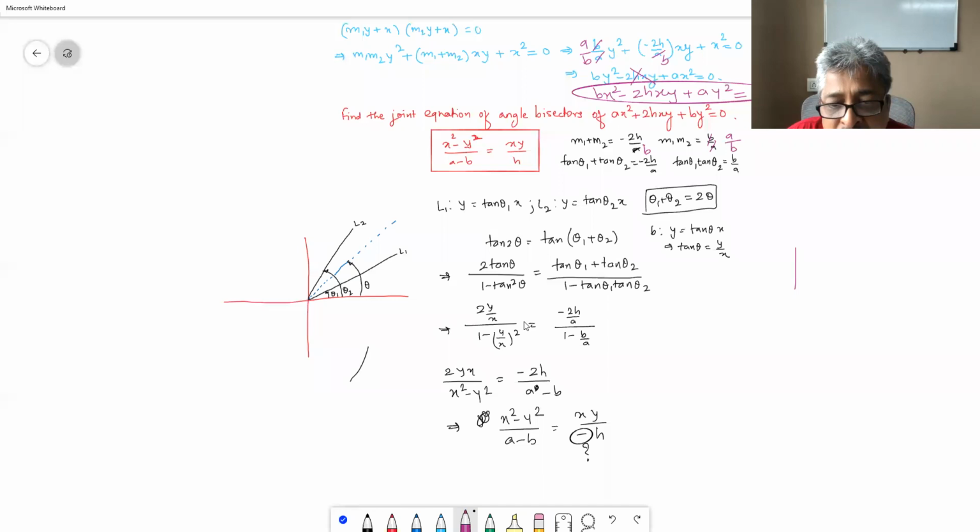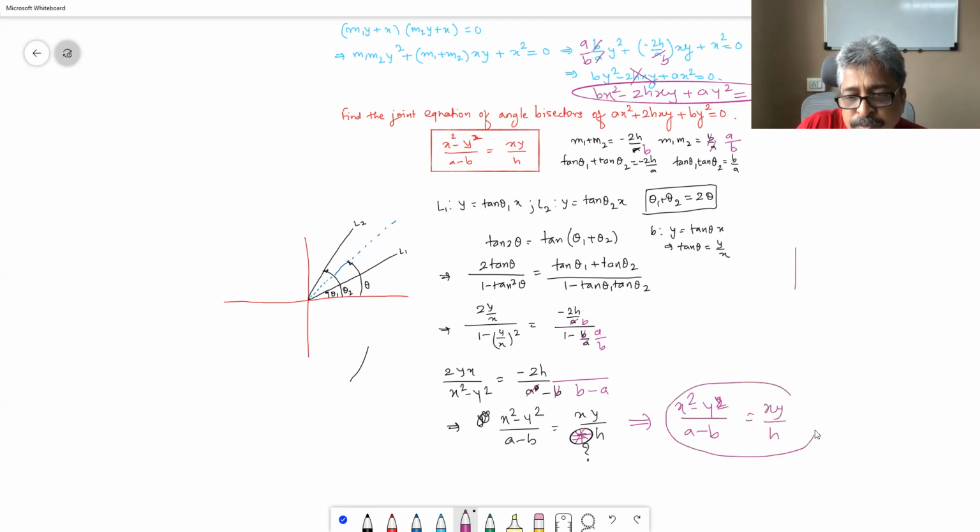Okay, where do we put this now? This has to be minus 2h upon b. This has to be a by b. That makes it b common and hence b minus a here. That takes care of this minus sign. Okay, and hence the final equation is x square minus y square upon a minus b is equal to xy upon h. That is the joint equation of angle bisectors.